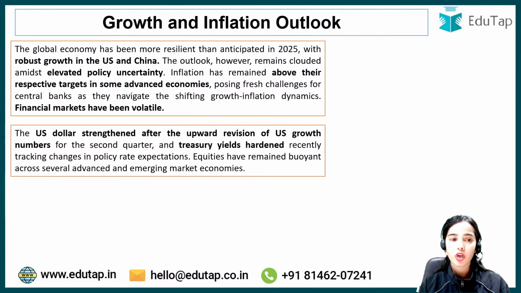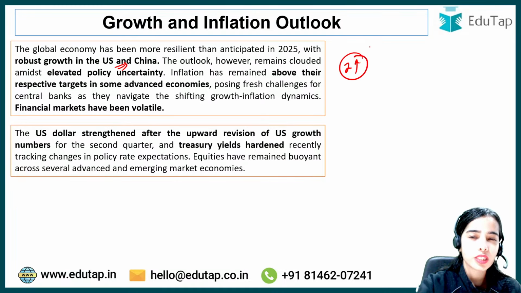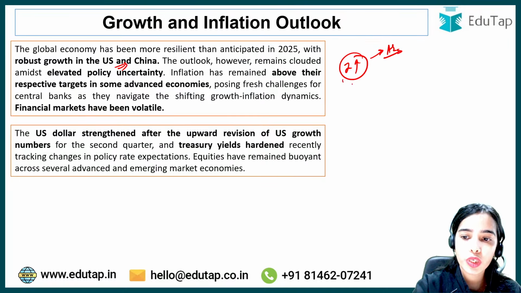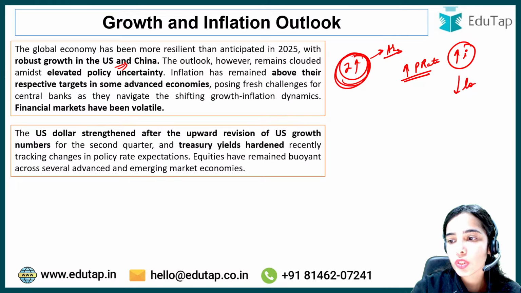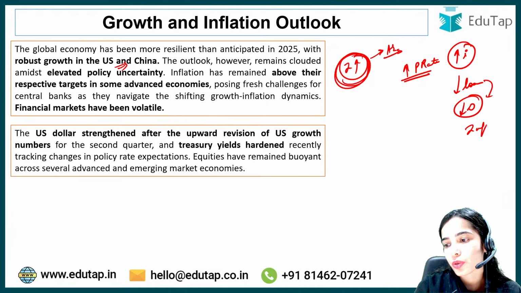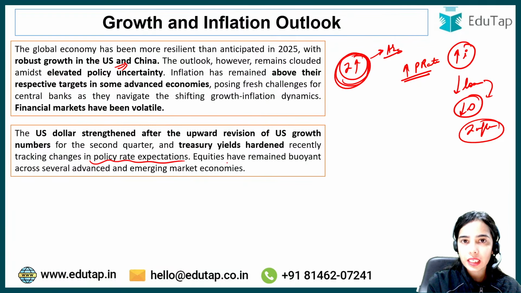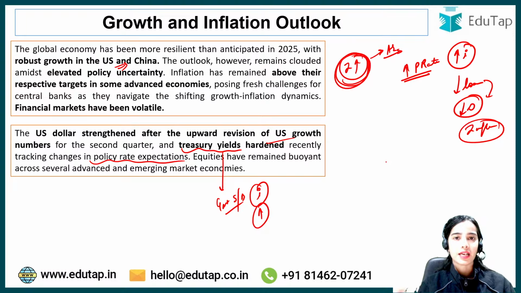Then we discussed the global economic condition, where there is growth in the US and China. But the inflation condition is also higher. That means inflation is higher than the target in major advanced economies. So to control the inflation, they might increase their policy rate. That means they might increase the interest rate. With a higher interest rate, fewer loans will be taken, less demand will be there, and inflation will be controlled. So it is expected that policy rates might increase, due to which the treasury yields, the government bond or government security yield, is increasing for the US and such advanced countries.